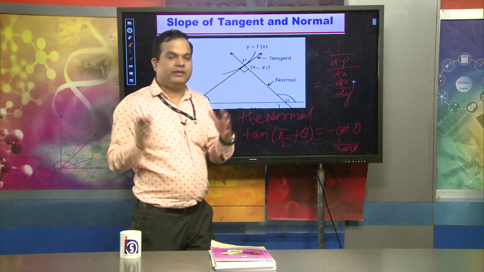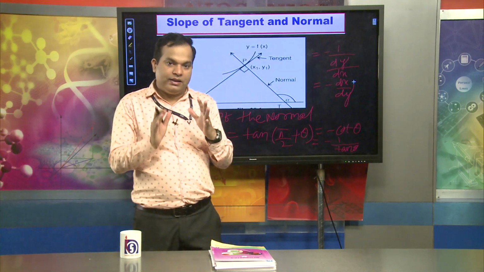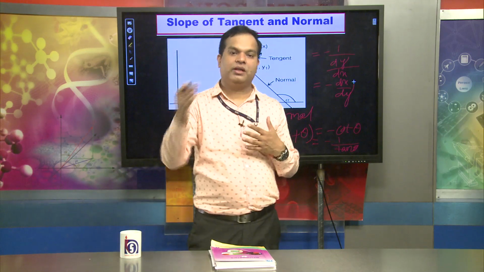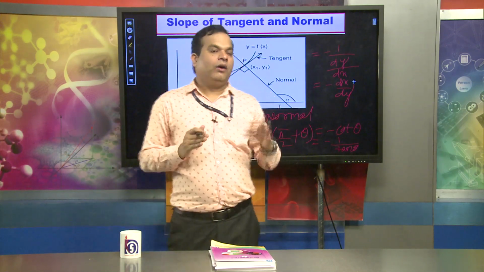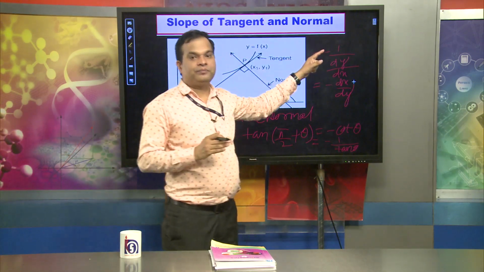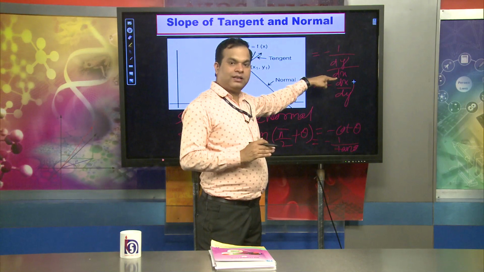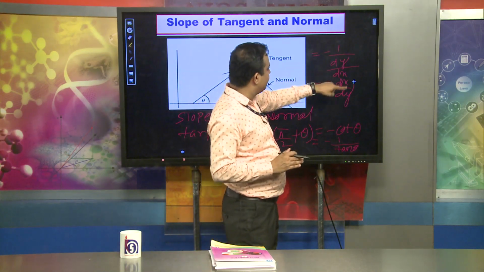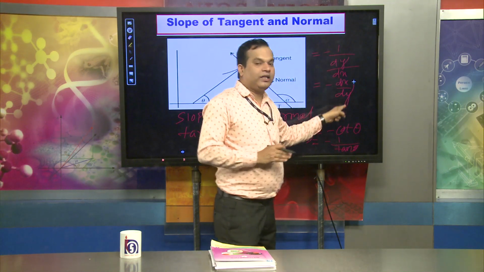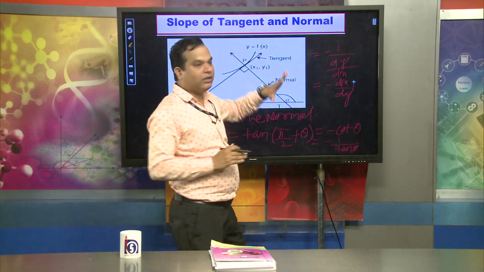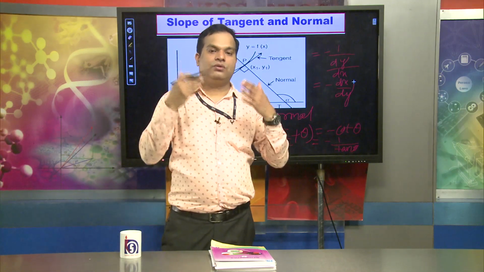So the slope of the tangent, which is equal to tan theta, is nothing but the derivative of the function of the curve, that is dy by dx at the point P(x1, y1). The slope of the normal is equal to minus 1 by dy by dx, or minus dx by dy. These are the two important formulas: the slope of the tangent and the slope of the normal.